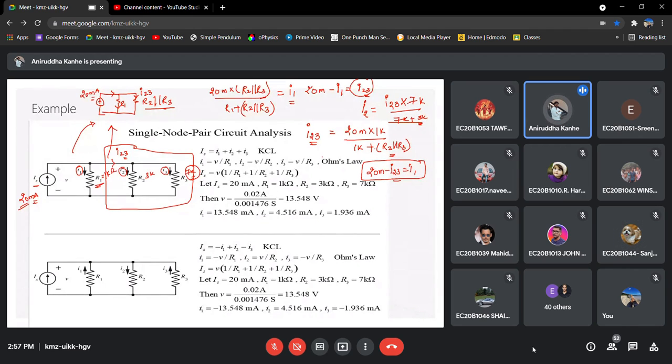What I wanted to show in this case is you can use the current division rule and find out the things in this way. The next question is also in a similar way, the only thing is the current directions are changed. The current division is only used in these parallel circuits. Whenever the resistances are in parallel, then the current division can be used.